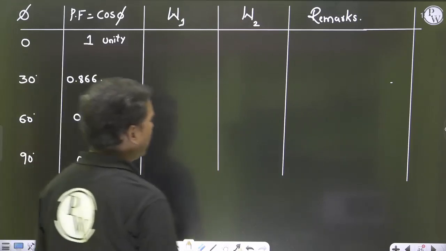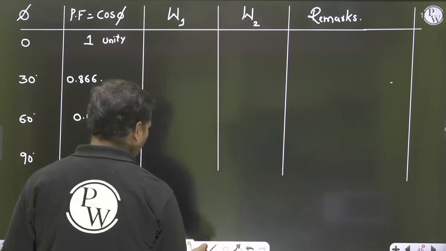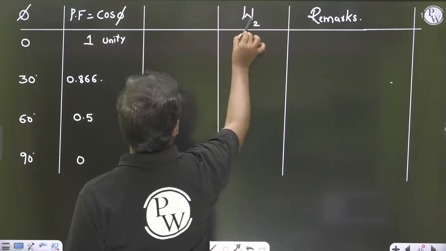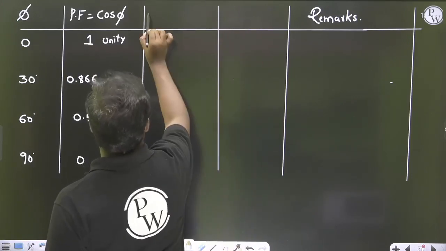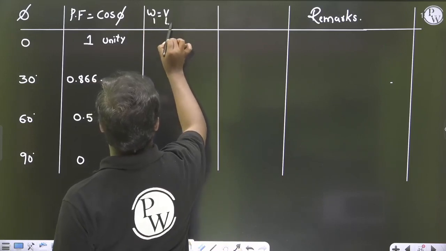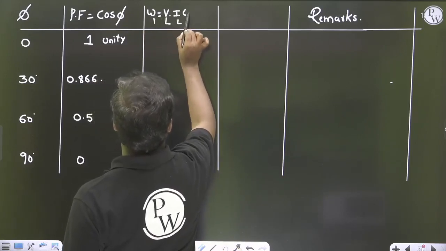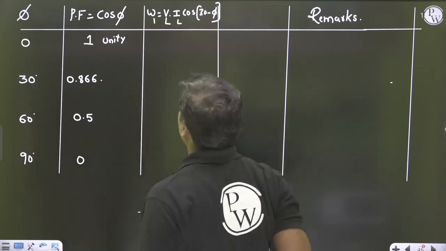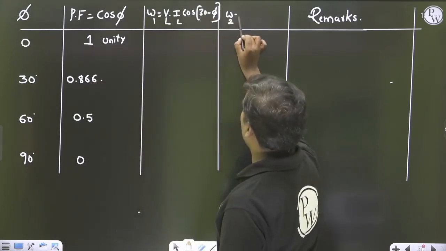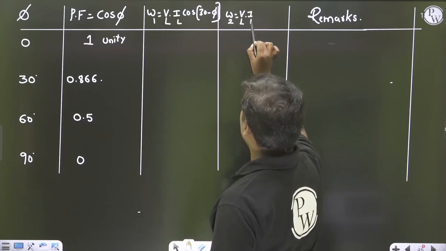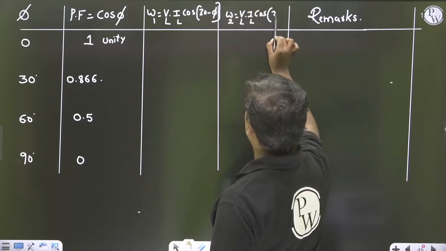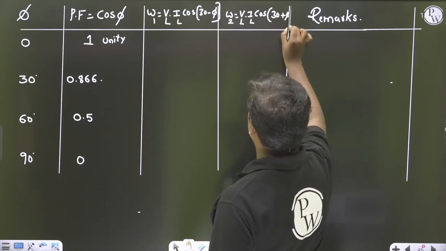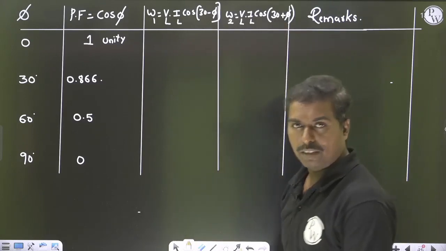What is the W1 reading? W1 is equal to VLIL cos of 30 minus phi. So this is W1, this is W2. So what is W1? W1 is equal to VLIL cos of 30 minus phi. W2 is equal to VLIL cos of 30 plus phi. Now let us see the remarks.